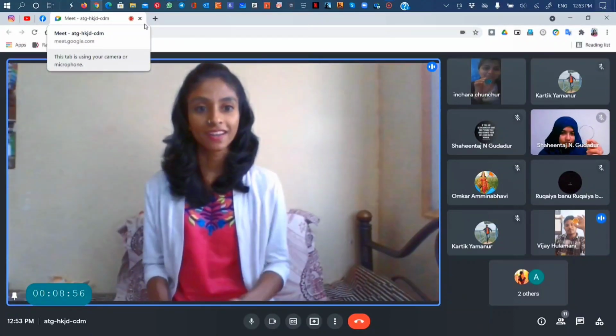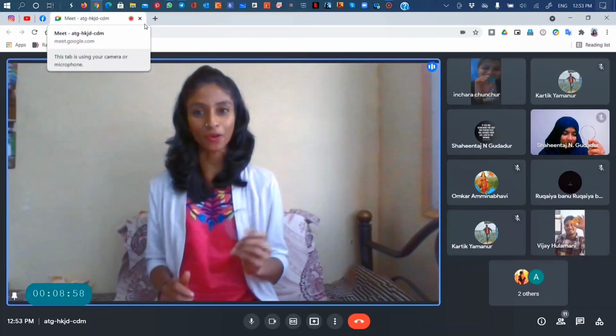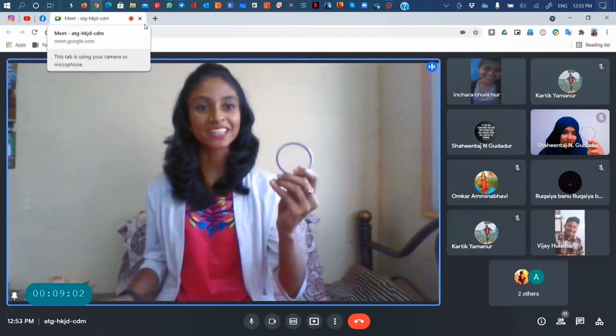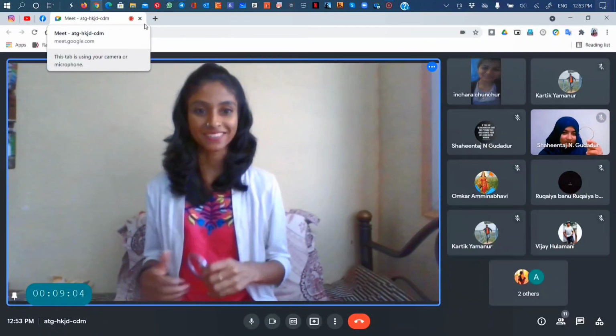Vijay is showing the bottle cap. Inchara is showing the bangle, ma'am. Shine is showing the bangle itself.